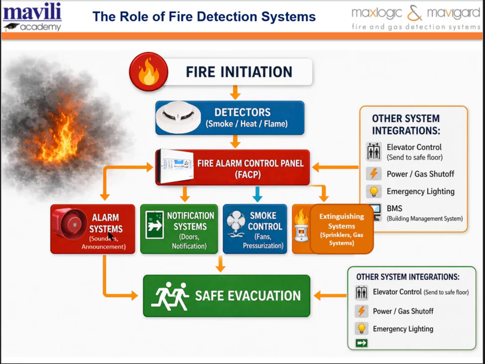The alarm systems should be used, notification systems should also be used, and smoke control systems such as fans and pressurization. The smoke will be evacuated in the event of a fire. Extinguishing systems can also be used, such as sprinkler systems or FM 200 gases. All of them ensure a safe evacuation.